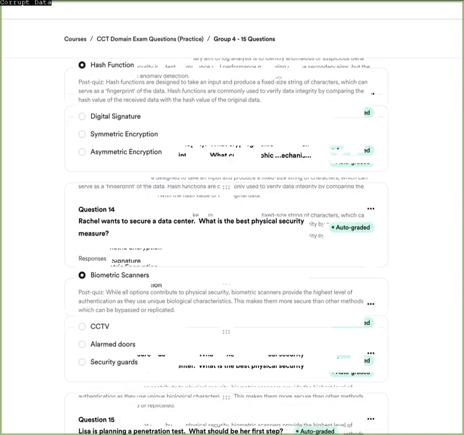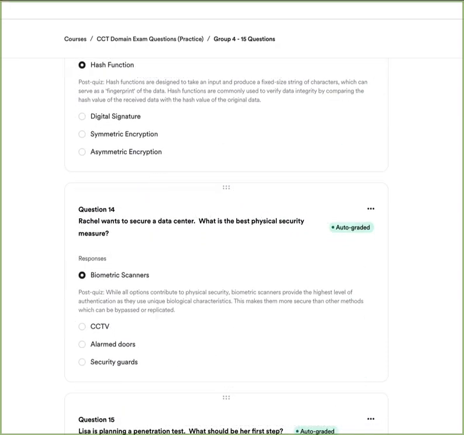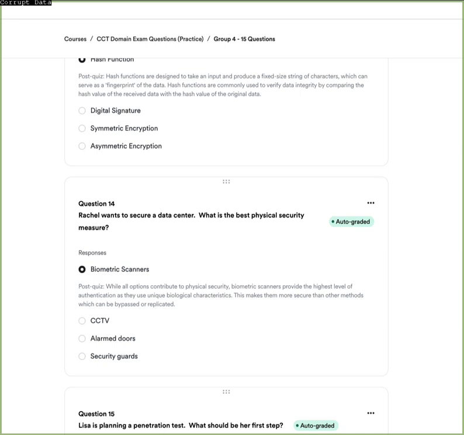Question 14. Rachel wants to secure a data center. What is the best physical security measure? A, biometric scanners. B, CCTV, which is not closed caption, but closed circuit TV. C, alarm doors, or D, security guards. So Rachel wants to secure the data center. What is the best physical security measure for her to do that? And the answer is A, biometric scanners.